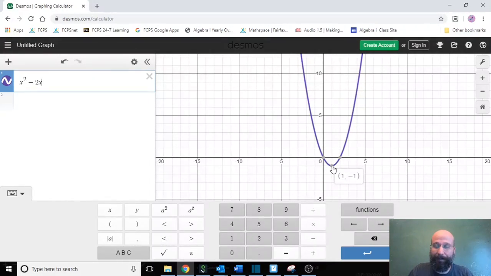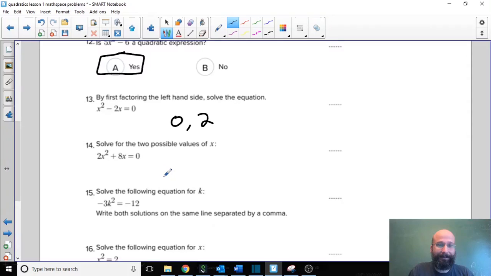It also makes a point for the lowest point in the quadratic, or the highest point. We don't care about this, right? We're solving, so we want the zeros. Where does it cross? It crosses at 0 and it crosses at 2. Those are our answers. The next one, the same way, 2x squared plus 8x equals 0.